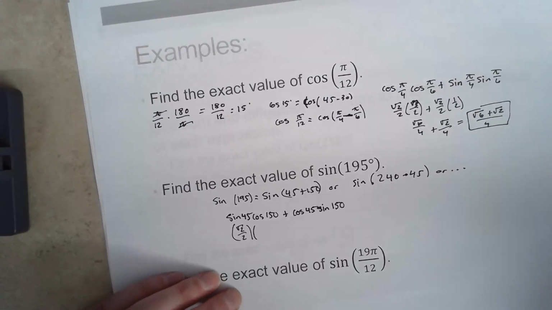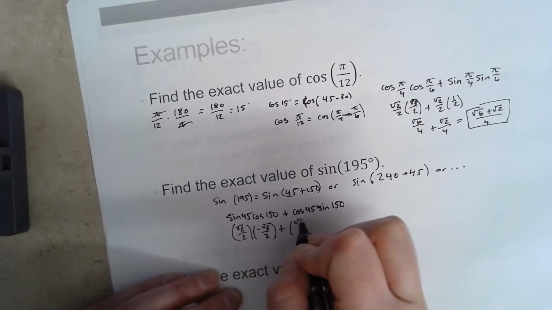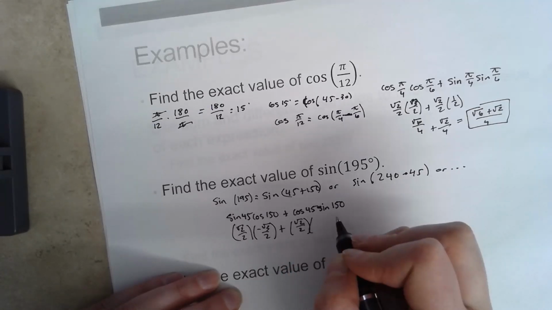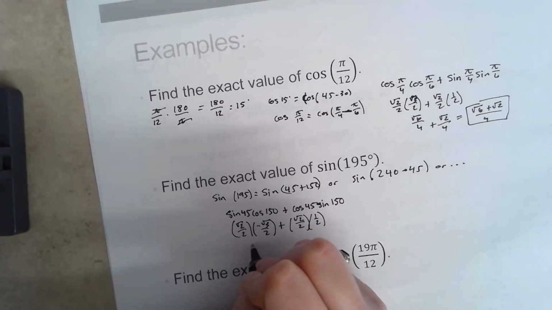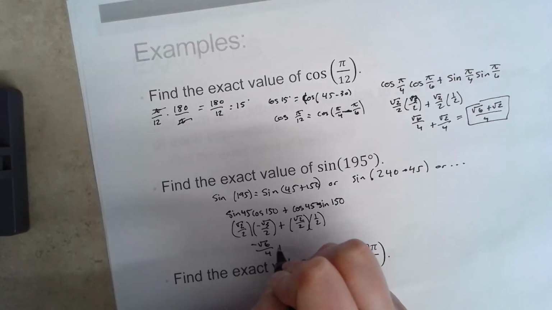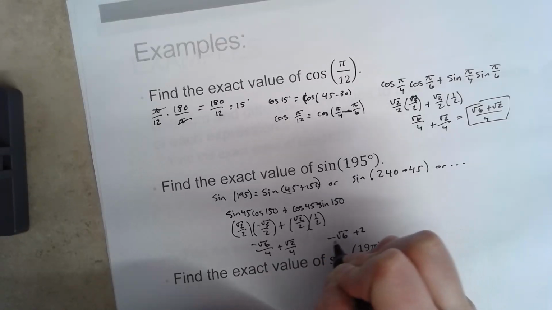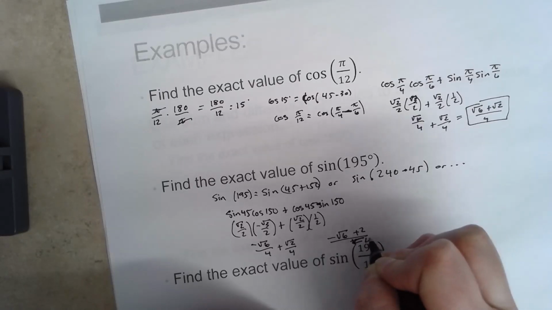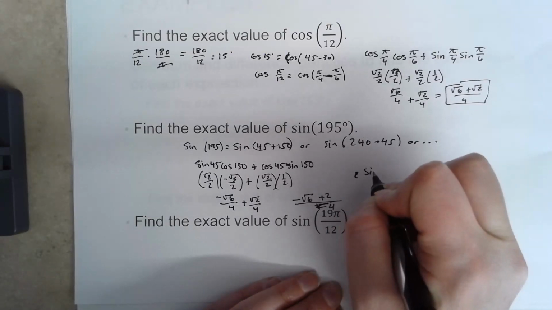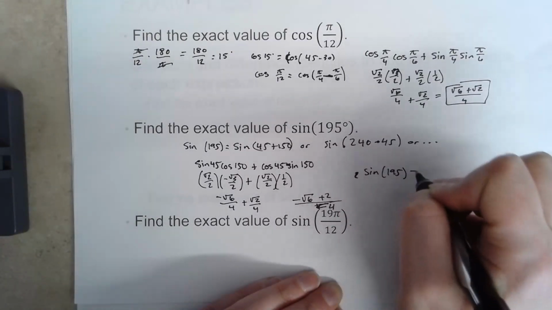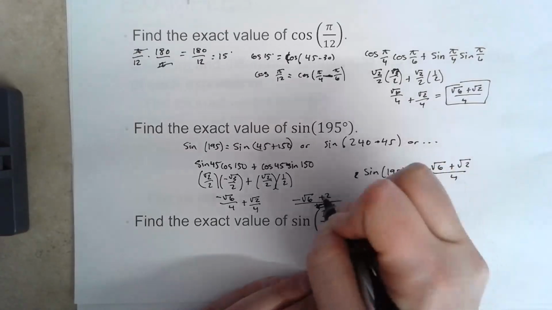Cosine 150, sine 150. Okay, so sine of 45 is square root 2 over 2. Cosine of 150 is negative square root 3 over 2 plus cosine of 45 is square root 2 over 2. Sine of 150 is 1/2. So I have negative square root 6 over 4 plus square root 2 over 4. So negative square root 6 plus square root 2 over 4. Ew, that's ugly, sorry. So sine of 195 equals negative square root 6 plus square root 2 over 4.